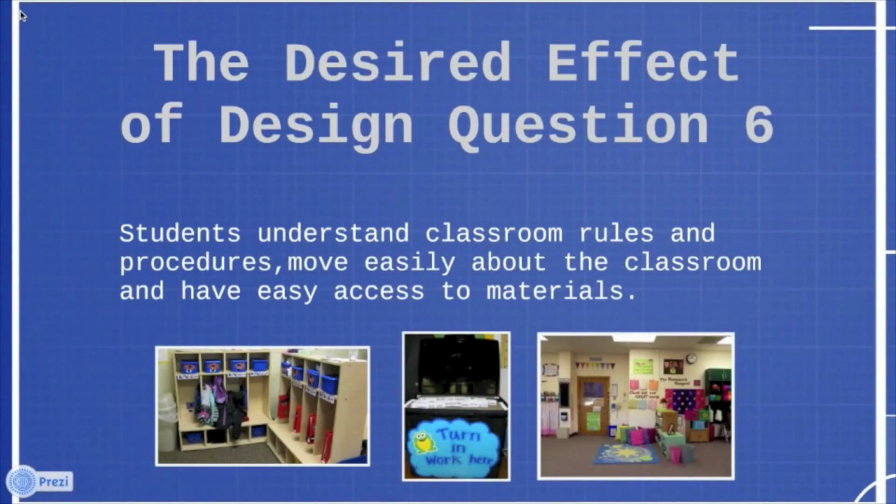The desired effect of DQ6 is students understand classroom rules and procedures, move easily about the classroom, and have easy access to materials. Remember, the desired effect is the intended outcome of an implemented strategy.